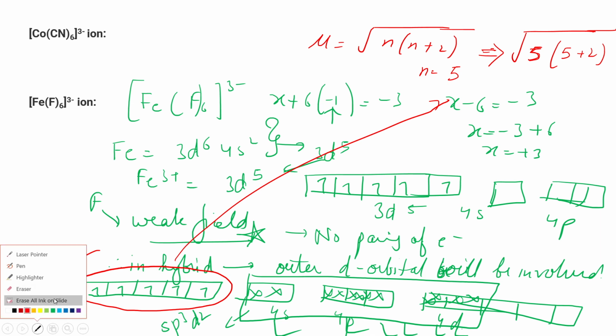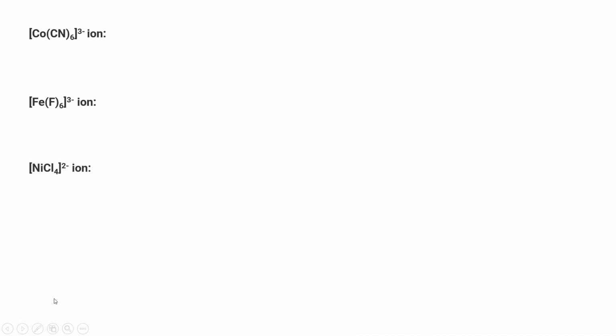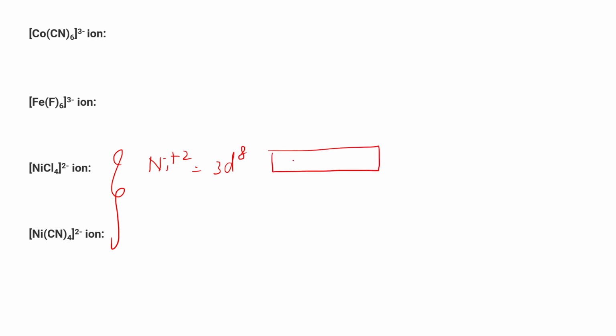Clear screen. The next example is the nickel tetrachloro complex and the other one is the nickel tetracyano complex. So solve these two examples. I'll not explain in detail as I explained before, so I'll be doing them very fast. The oxidation state of nickel will be 2 plus. 3d8 will be the electronic configuration. Since it is a weak field ligand, no pairing of electrons will occur. So the filling will be like this.